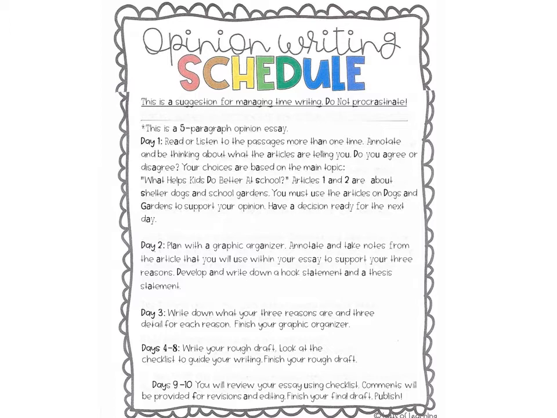Finish your graphic organizer. For days 4 through 8, write your rough draft, look at the checklist to guide your writing. Finish your rough draft. This is the part where you do your revising and editing. For day 9, you will review your essay using the checklist. Comments will be provided for revisions and editing. Finish your final draft. Publish.